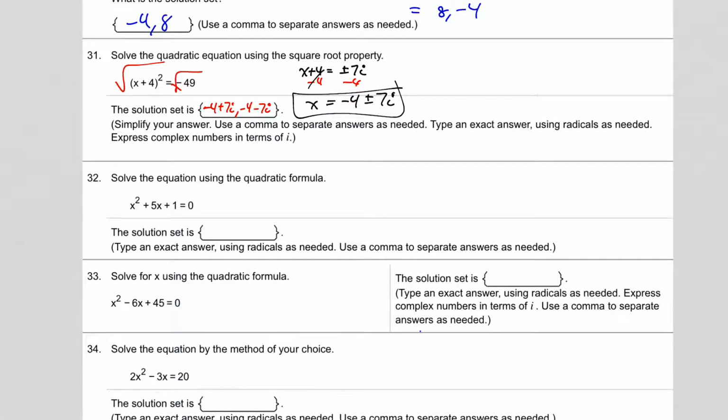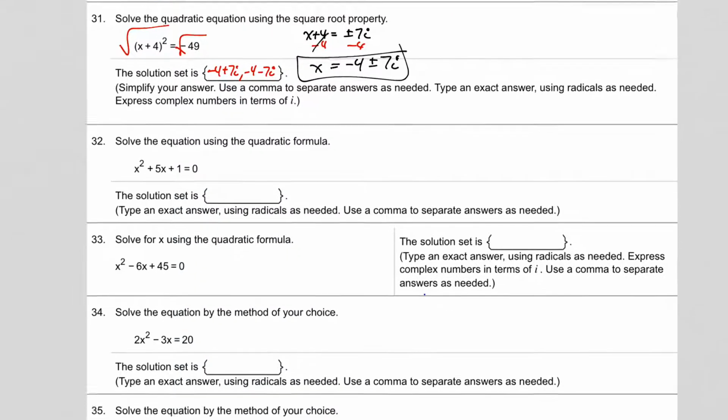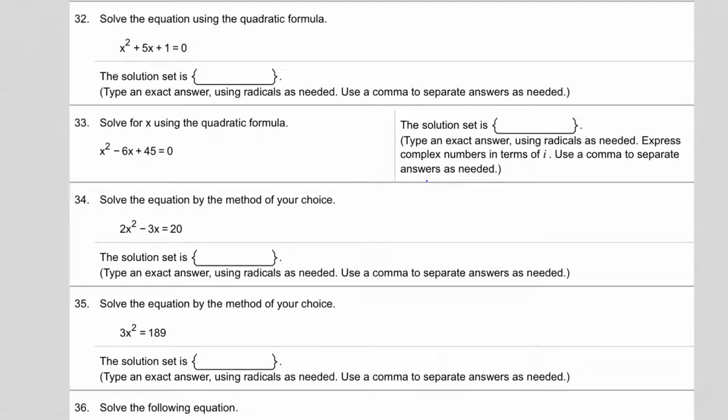Okay, let's start using the quadratic formula, starting with number 32. That is x equals the opposite of b plus or minus the square root of b squared minus 4ac, all divided by 2a. So we have our a, our b, and our c. A is 1, b is 5, c is 1.